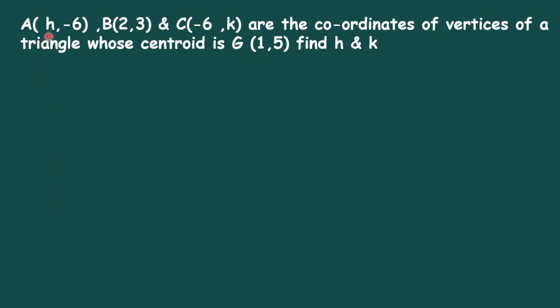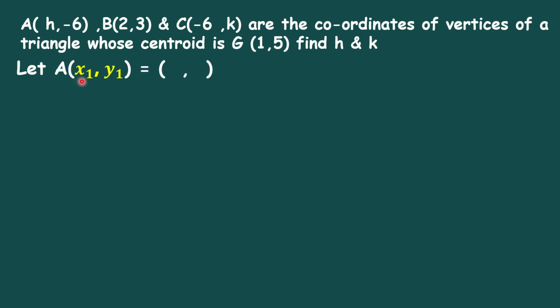Example number 9. A having coordinate (h, -6), B having coordinate (2, 3), and C having coordinate (-6, k) are the coordinates of the vertices of a triangle whose centroid is G having coordinate (1, 5). Then find the values of h and k.